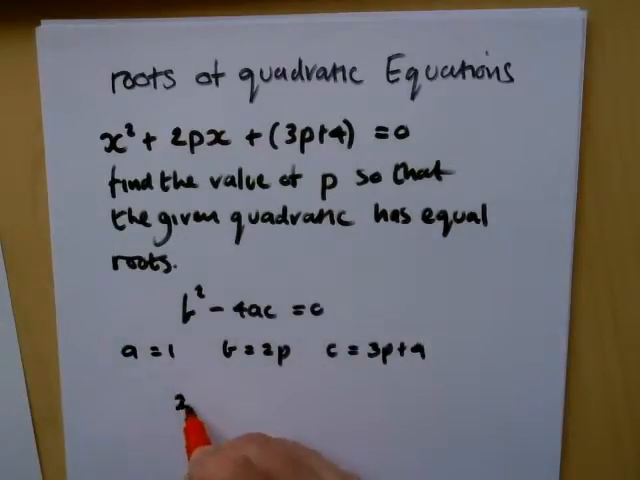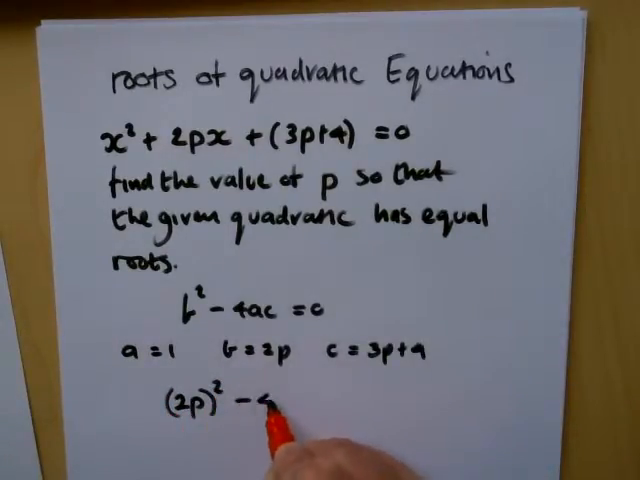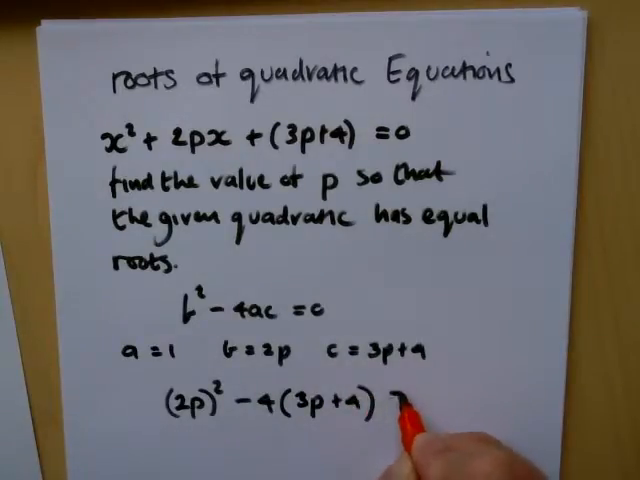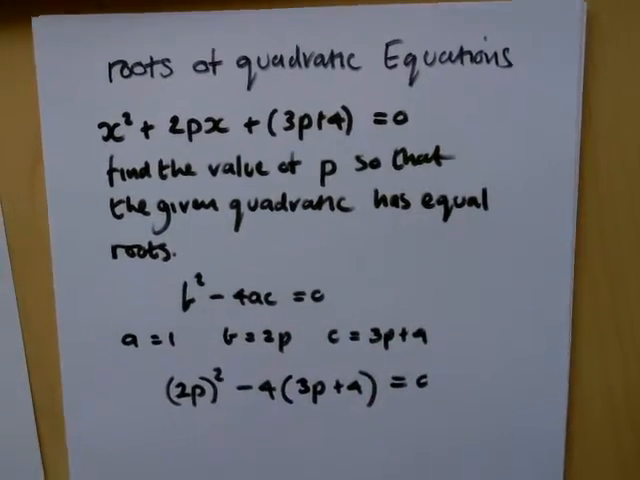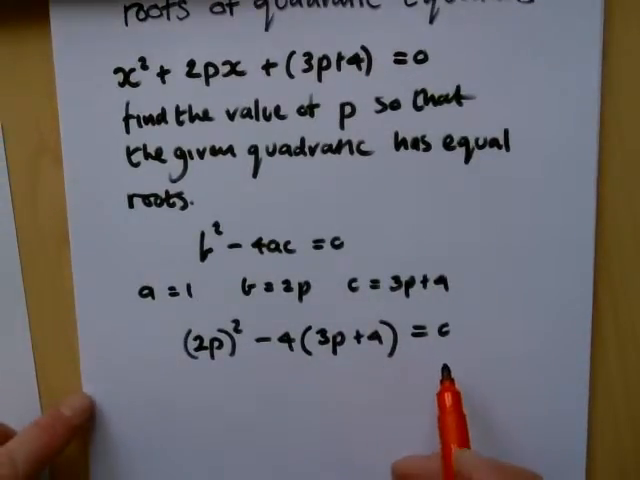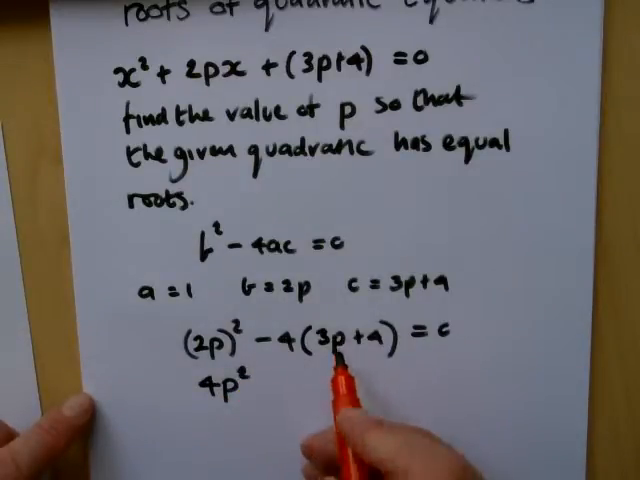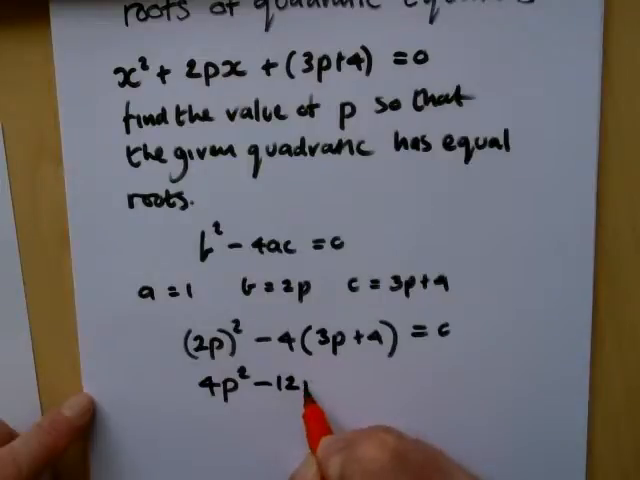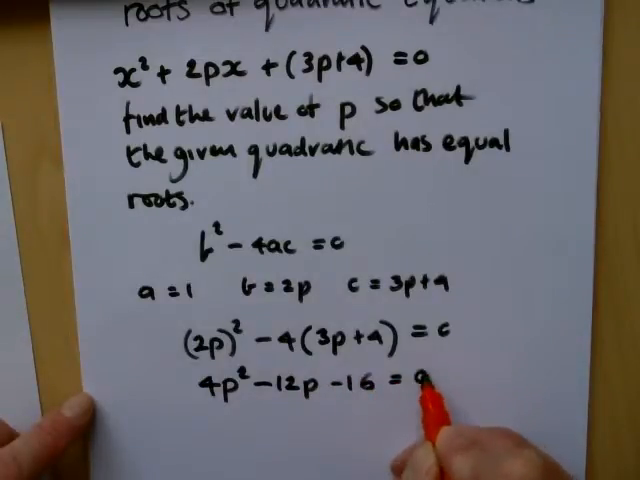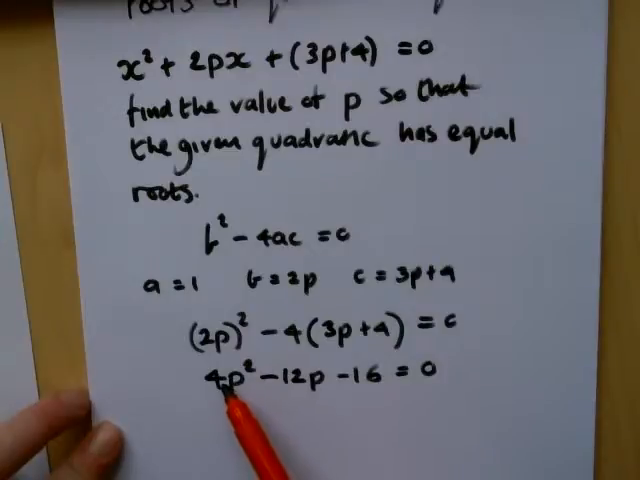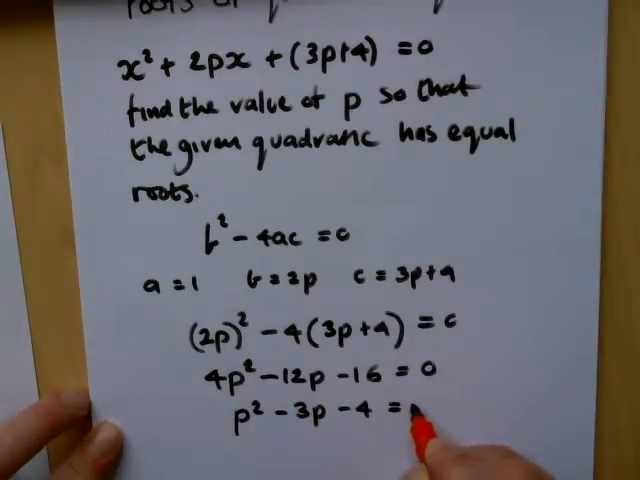So we substitute that in, so we've got 2p squared minus 4 lots of a, which is 1, we don't need to write the 1, times c, which is 3p plus 4. And that must equal 0. So we really have to solve this quadratic equation to find the value of p. So we'll expand, we'll square the 2p, or 4p squared, we'll expand the brackets here, minus 12p minus 16 equals 0. Well, I can see that we've got a common factor of 4 to all the numbers here, so we divide through by 4, gives me p squared minus 3p minus 4 equals 0.